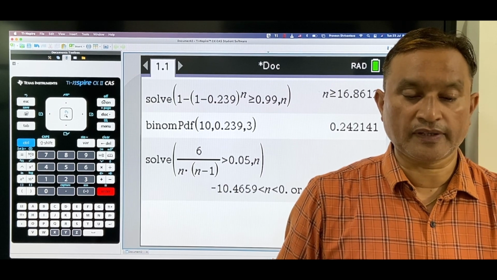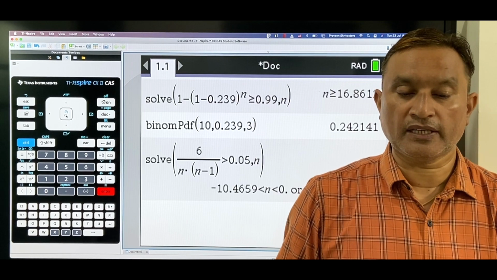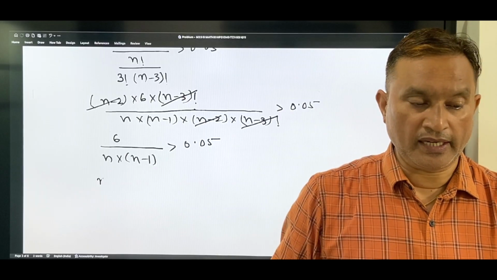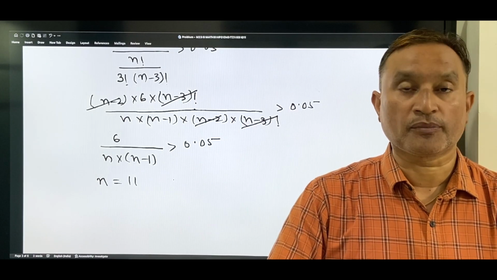And the value of n would lie between 1 and 11. So n equals 11 would be the approximate answer.